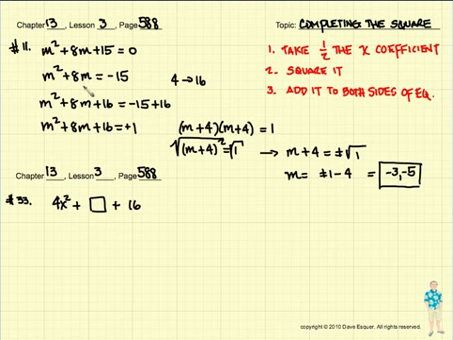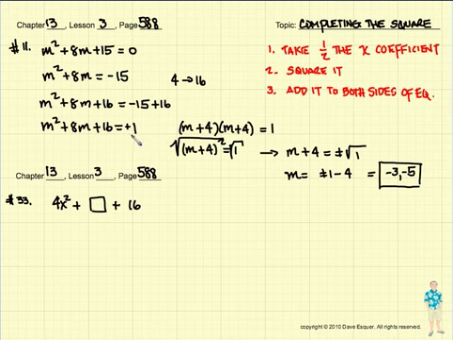Move the constant to the other side, take half of the x coefficient, square it, add that square to both sides, and then see if completing the square will help you out. In this case, for number 11, m squared plus 8m plus 16 has the two factors m plus 4 and m plus 4. Let's try number 33. It's a little more confusing.